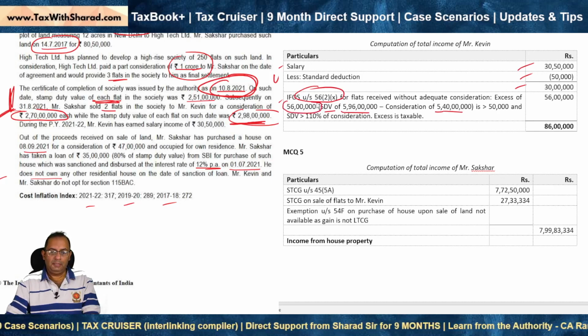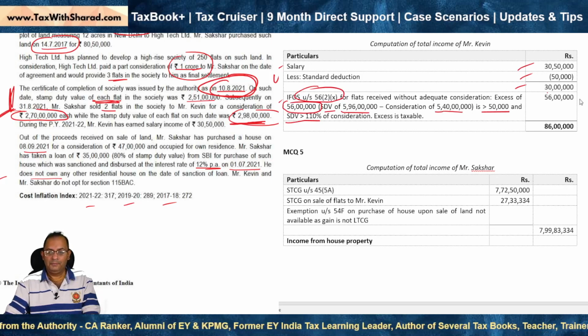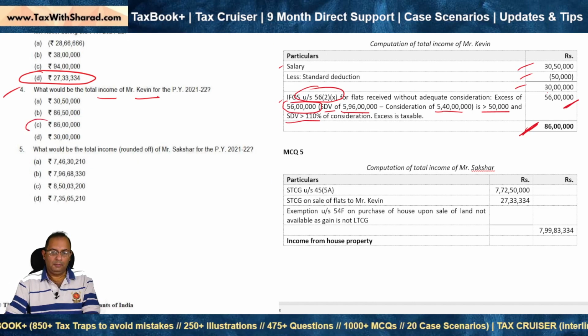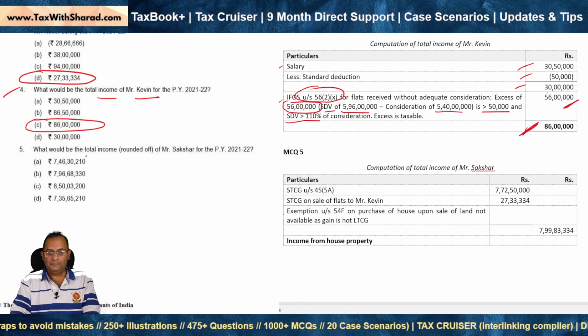Basically the gap is 56 lakh, and twin conditions which need to be satisfied is this: excess is more than 50,000 and stamp duty value is greater than 110% of consideration, and therefore the excess of 56 lakh becomes taxable under the head IFOS, and consequently the total income is 86 lakh. Total income of Mr. Kevin will be 86 lakh.